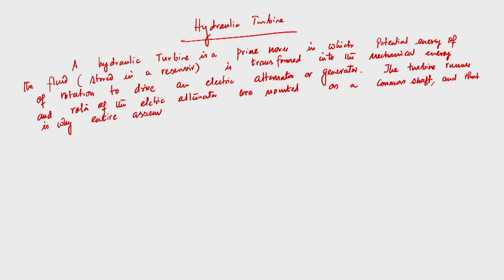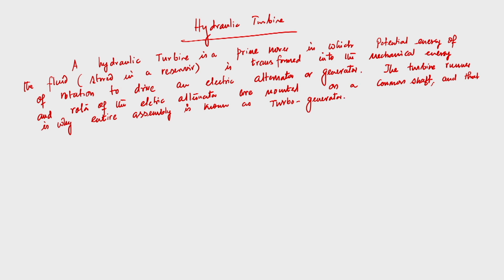is frequently referred to as a turbo generator. So, this is very important. The turbine runner and the rotor of the electric alternator are mounted on a common shaft, and that is why the entire assembly is known as turbo generator.